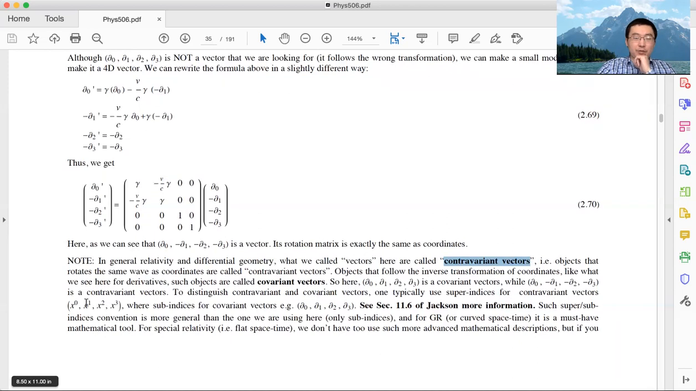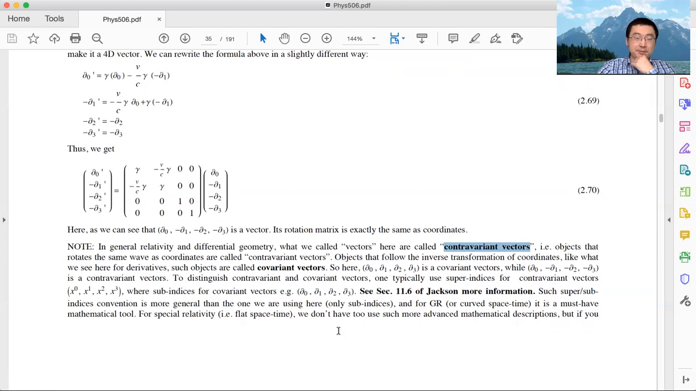If you see upper indices and lower indices in some literature or reference, you will understand that they are actually referring to the covariant and the contravariant vector. In Jackson's book, there is one section discussing this. If you want to learn more details, you can look at Jackson's book, section 11.6.